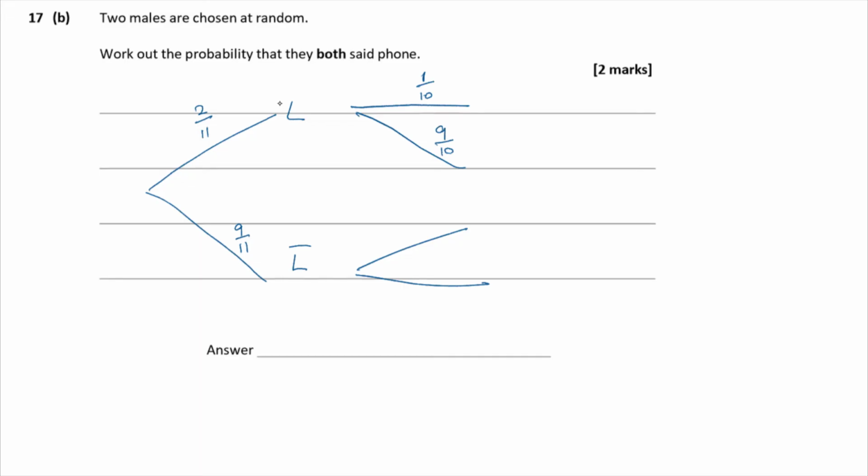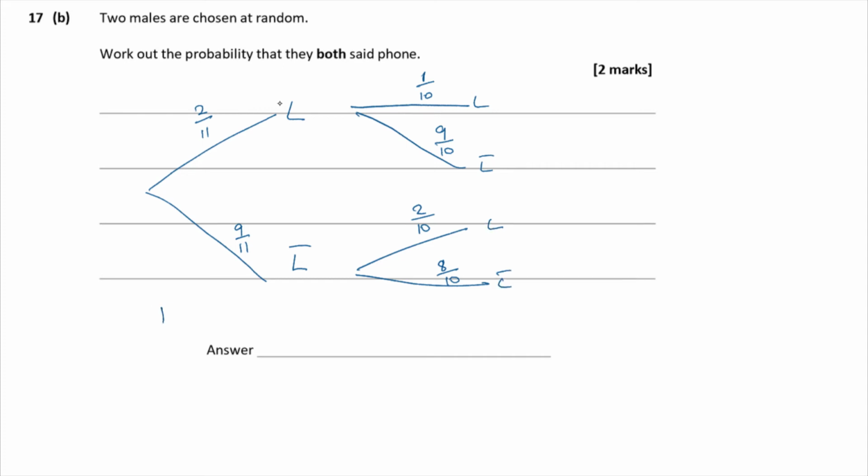So in the second route, if I pick not laptop first time round, I've still got the 2 guys who preferred laptops to pick from, but then that is out of 10, and I've got one less person who didn't like laptop out of 10 in that direction. So that's laptop, not laptop, laptop, not laptop.